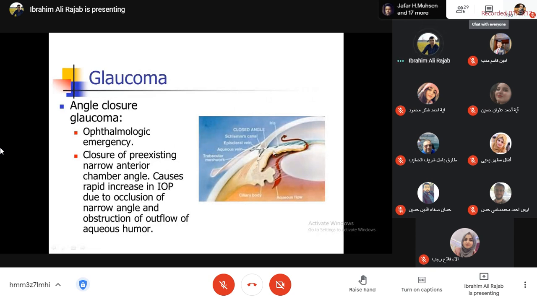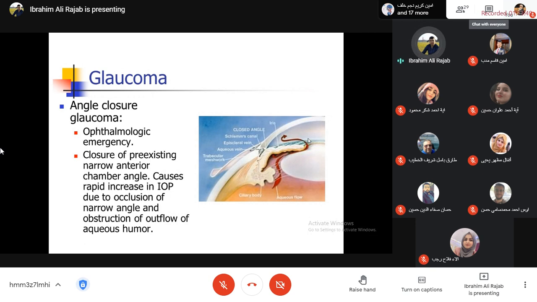If the angle of the anterior chamber will not drain the aqueous, it will accumulate inside the anterior chamber and there will be a rise of intraocular pressure. Why? Because fluid is secreted and not drained. It's like someone whose sink is blocked: the water keeps running and the stopper is closed, so the fluid will flood the sink. In the same way, if the trabecular meshwork is blocked, the anterior chamber will be flooded with the aqueous humor and there will be a rise of intraocular pressure.